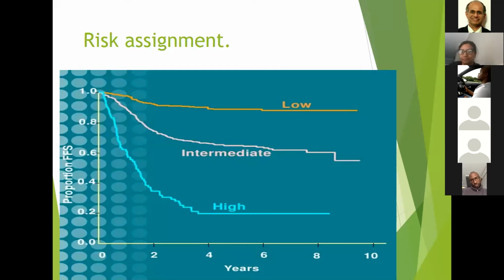So this is just a schematic representation to show the survival based on this group. So your low risk has got up to 85% survival, and your intermediate is about 50%, and your high risk is about 15% survival. This also comes from the IRS study.